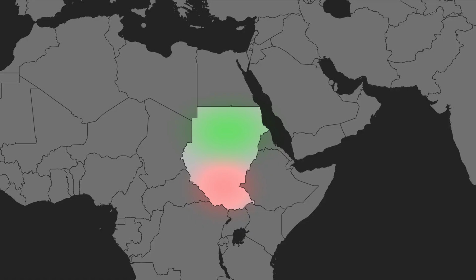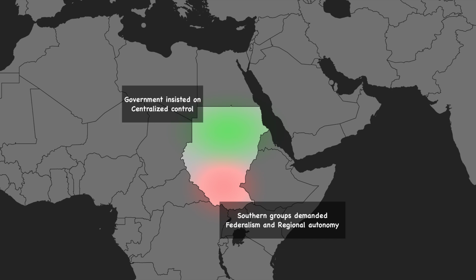The first Sudanese civil war had already started in 1955, a year before the formal independence. And obviously this was between South and North Sudanese groups. The key reason for this war was a power struggle. Southern groups wanted federalism and regional autonomy, while the northern government, situated in Khartoum, insisted on centralized control. And this lack of compromise led to a rebel movement that fought for the independence of the South.